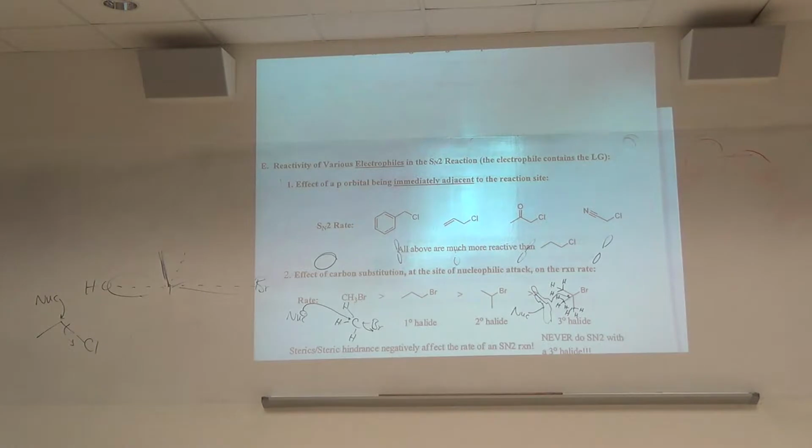So for the first part, if it stabilizes the entry into the transition state, wouldn't it destabilize the exit from the transition state? You mean the p orbital? Yes. No, the p orbital stabilizes the whole transition state. This is just blocking it with groups, okay?